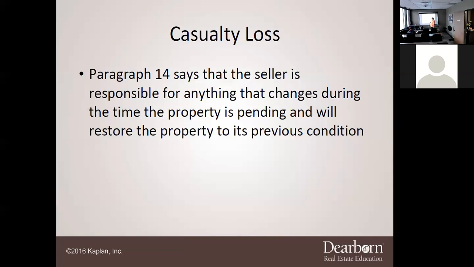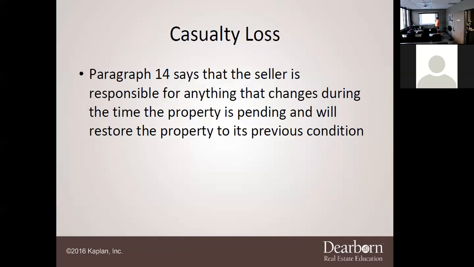If the house floods, it is my duty to clean everything up, redo everything, remodel, probably refurnish everything to get it back to its previous condition by the time of closing. So that is something you need to be aware of as a seller.